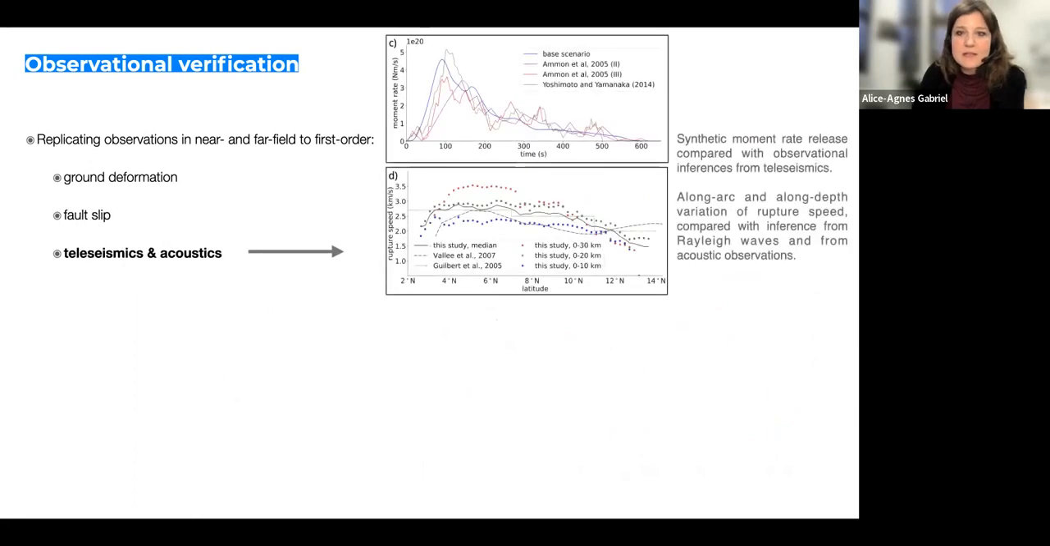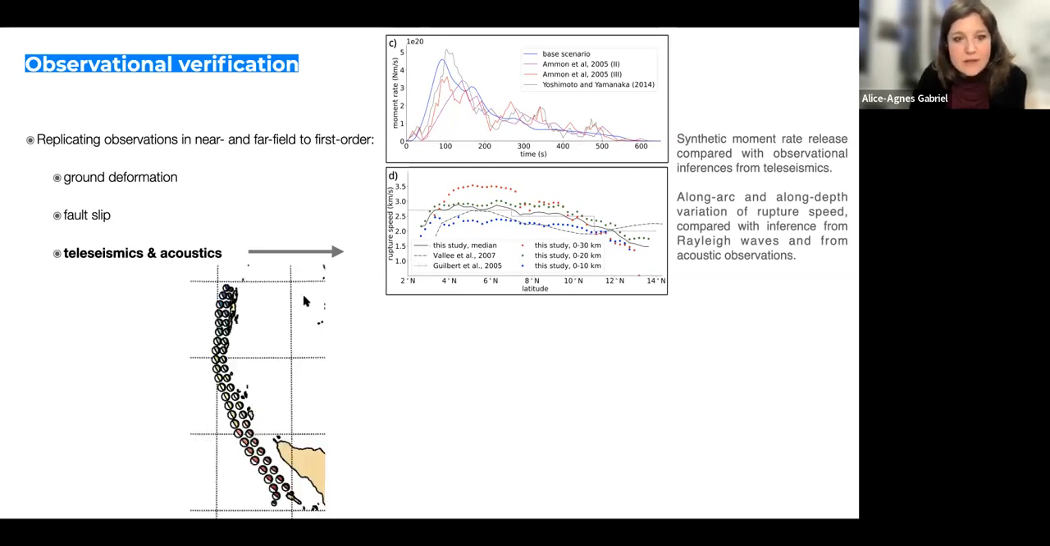In terms of teleseismics and acoustics, we can look at moment rate release. In blue is the base scenario to 600 seconds. These are a couple of published inferences. Rupture speed at different depths. It compares relatively well in terms of uncertainties.